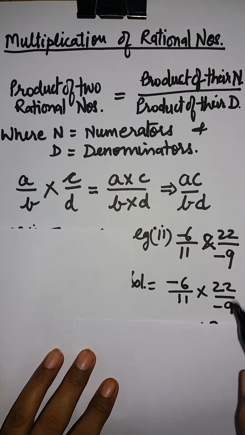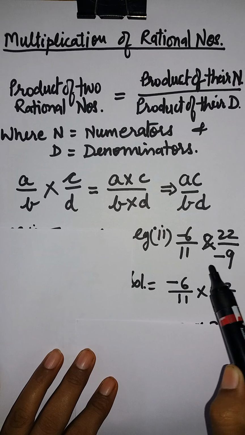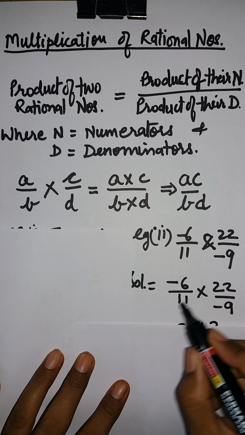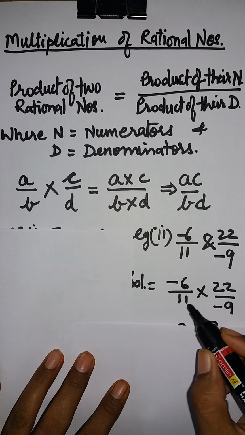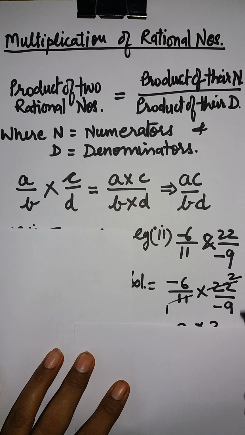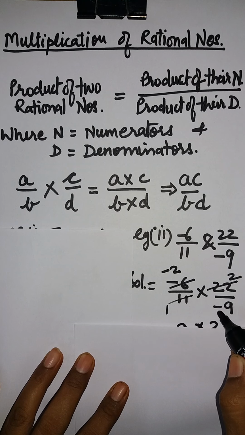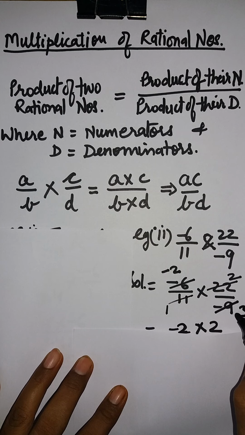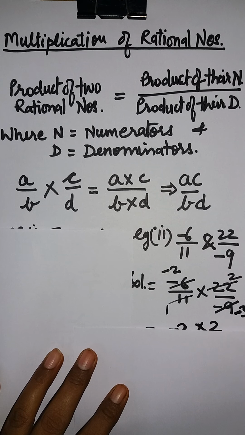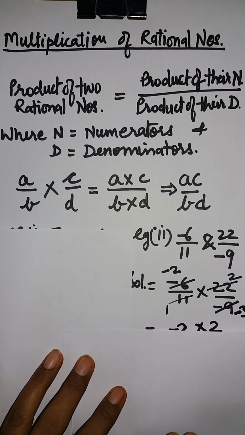Let us take another example. Multiply minus 6 upon 11 and 22 by minus 9. We write in this form and we find the common factors: 11 1 times is 11, and 11 2 times is 22. 3 2 times gives us 6, and 3 3 times gives us 9. So here only we can simplify it instead of multiplying 6 and 22.